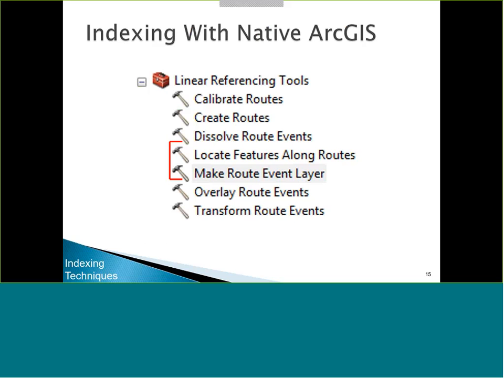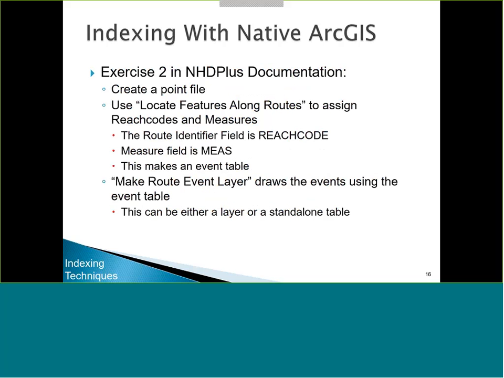Now, quickly, indexing with native ArcGIS. Basically, there are only two things. You go to the linear referencing geoprocessing, you locate features along the routes, and then you can make a route event layer, which lets you render and draw these points. That's all there is to it, to connect your points and get your reach codes and measures on NHD flow line. So you create a point file, you locate your features along the sites, and then you make a route event layer. And you can read exercise 2. It's very good at stepping anybody through using that to do your basic connecting of points to NHD+.